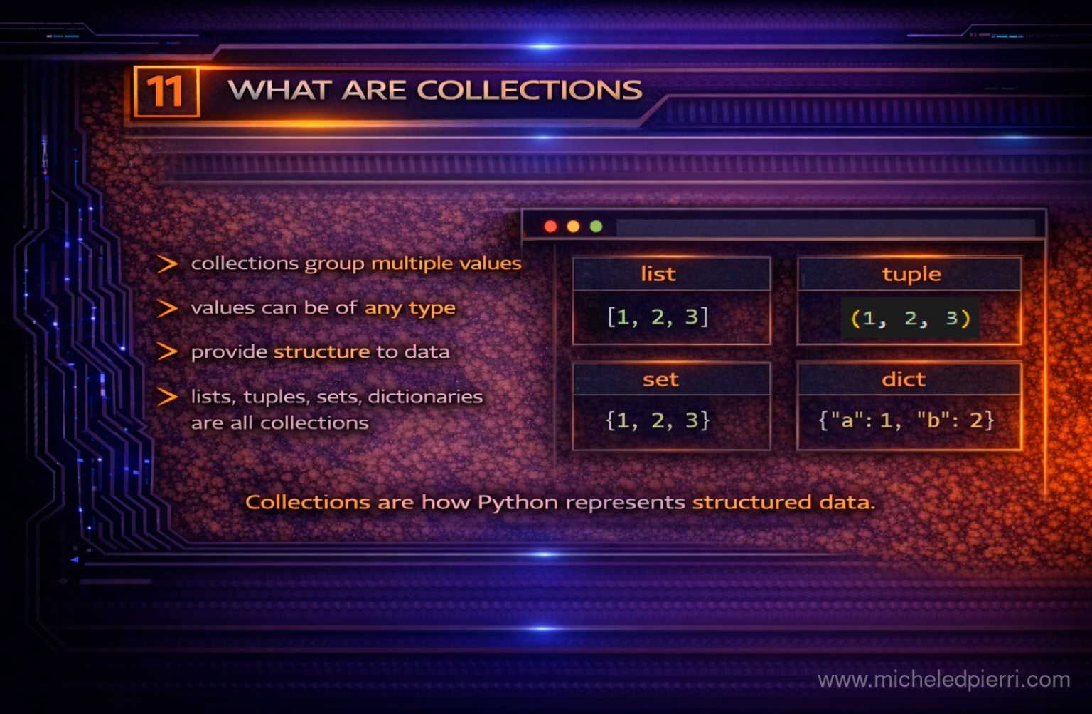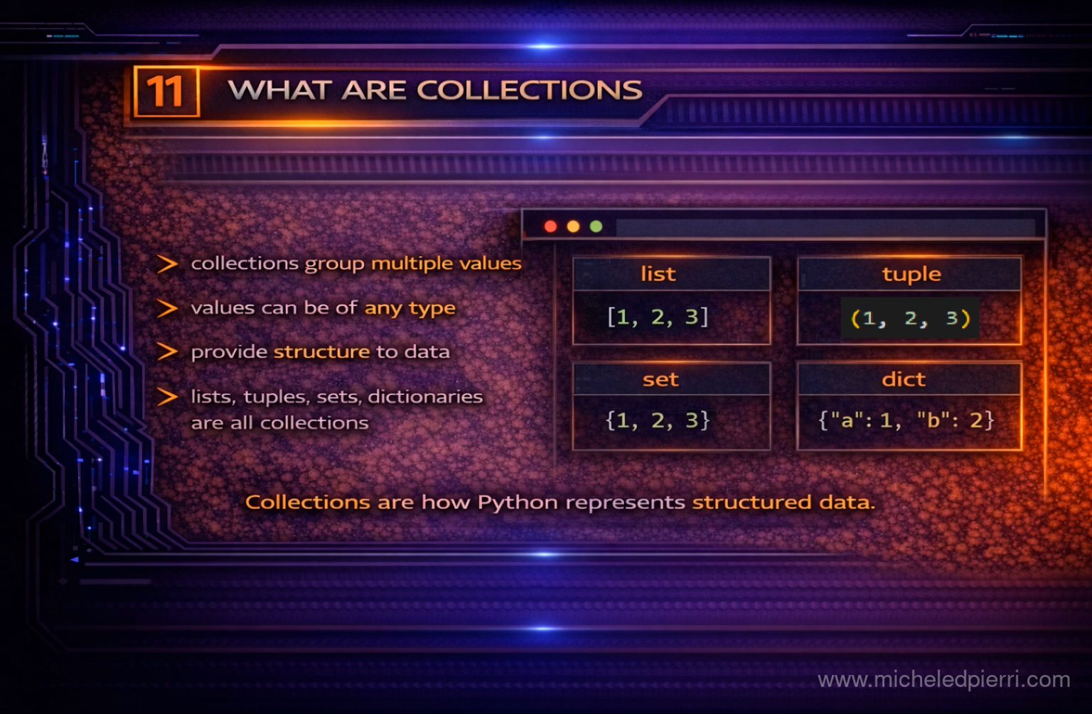At the highest level, a collection is simply a way to group multiple values into one object. That sounds basic, but it's a huge step, because most real problems aren't about a single number. They're about sets of observations, records, or categories. Collections also let you give structure to those values. You can represent sequences, unique groups, or labeled fields, depending on which collection type you choose.